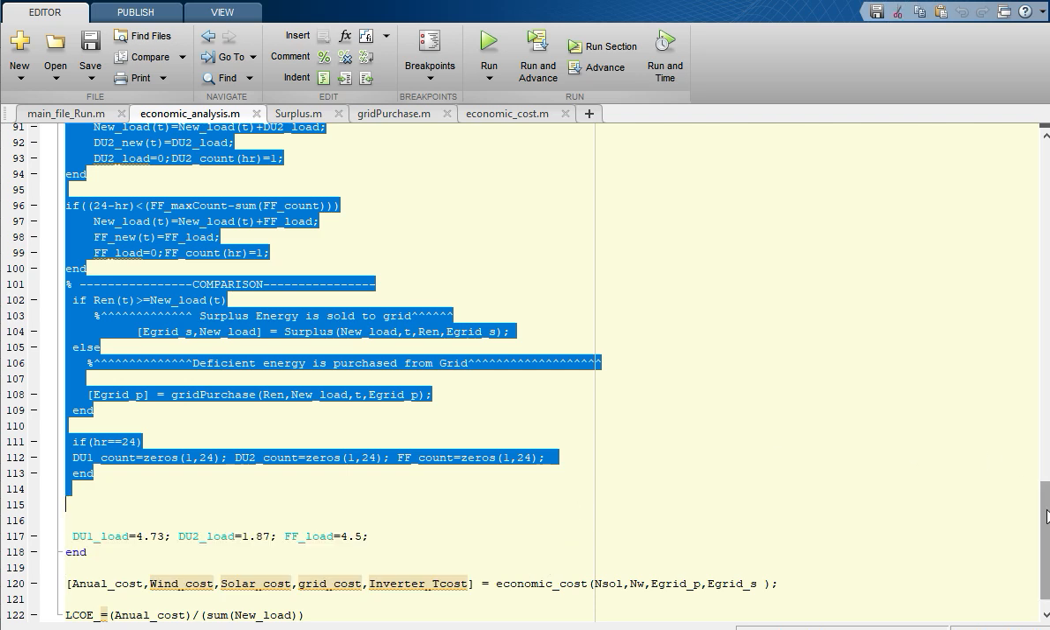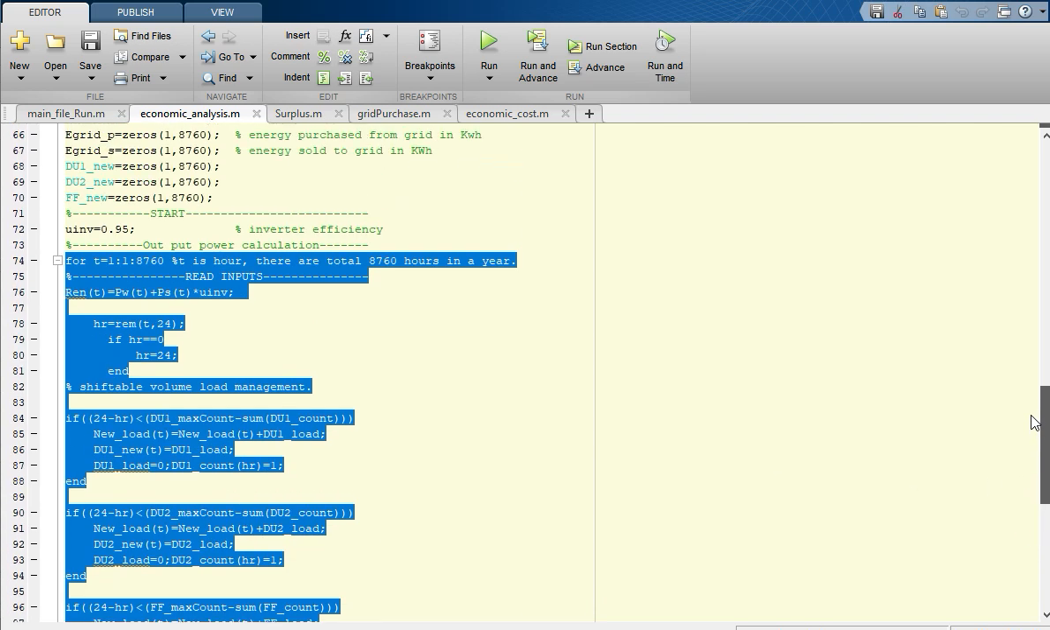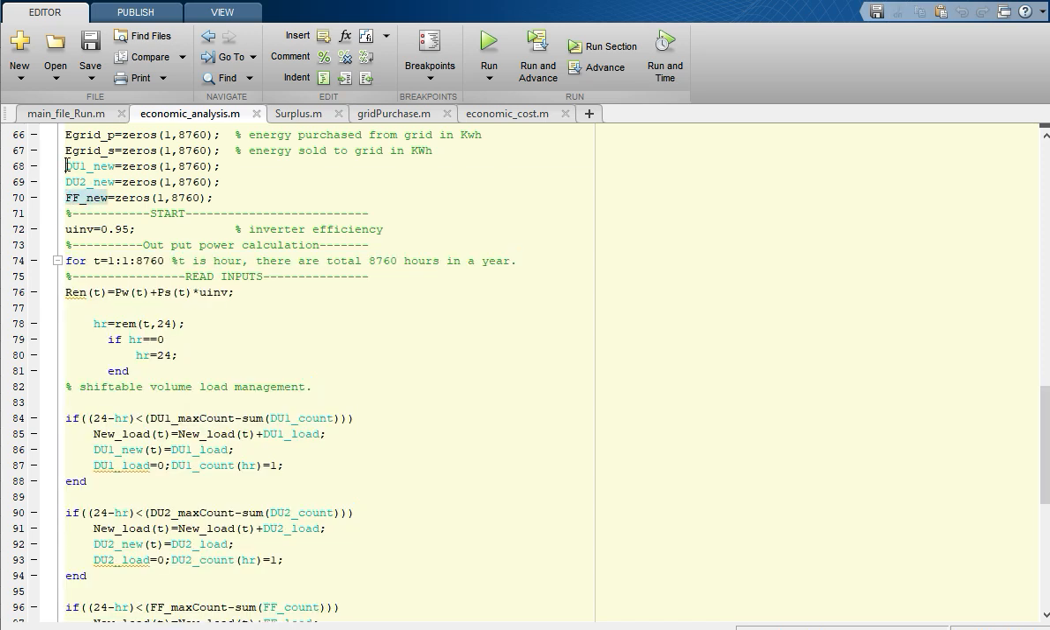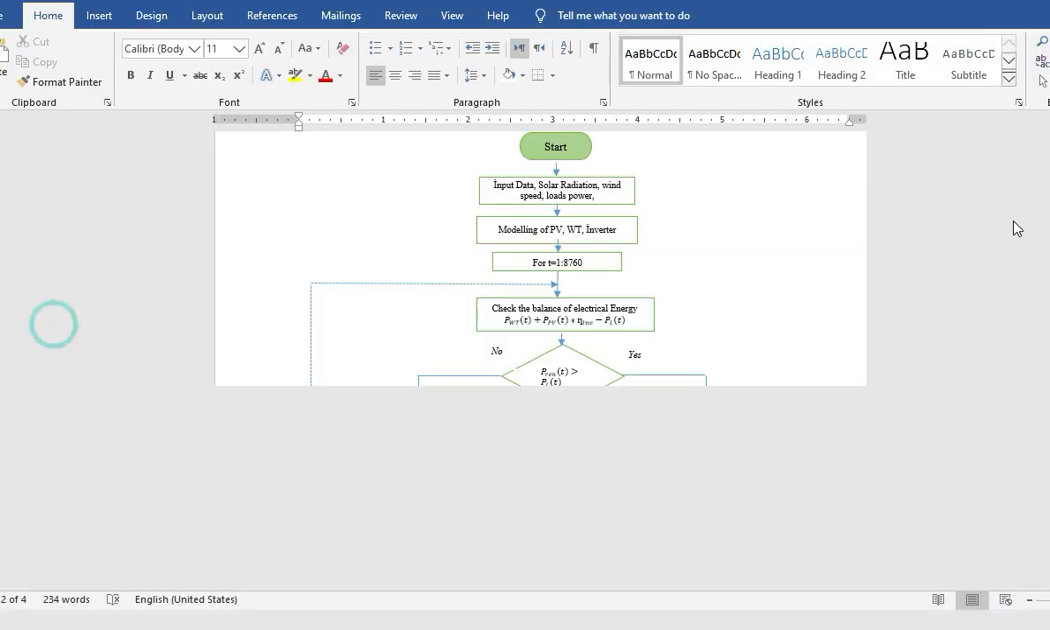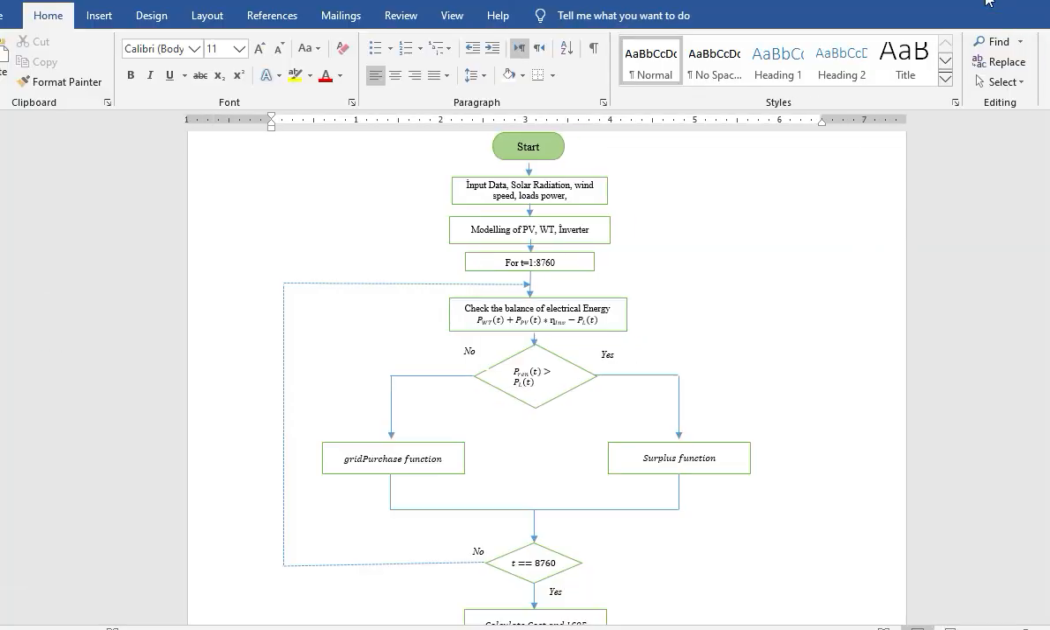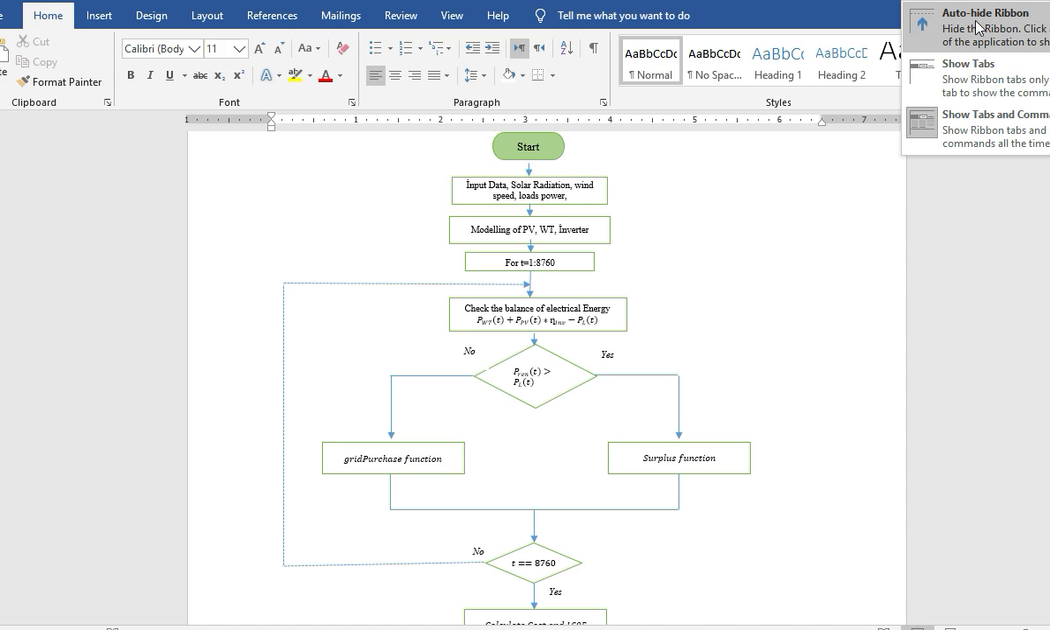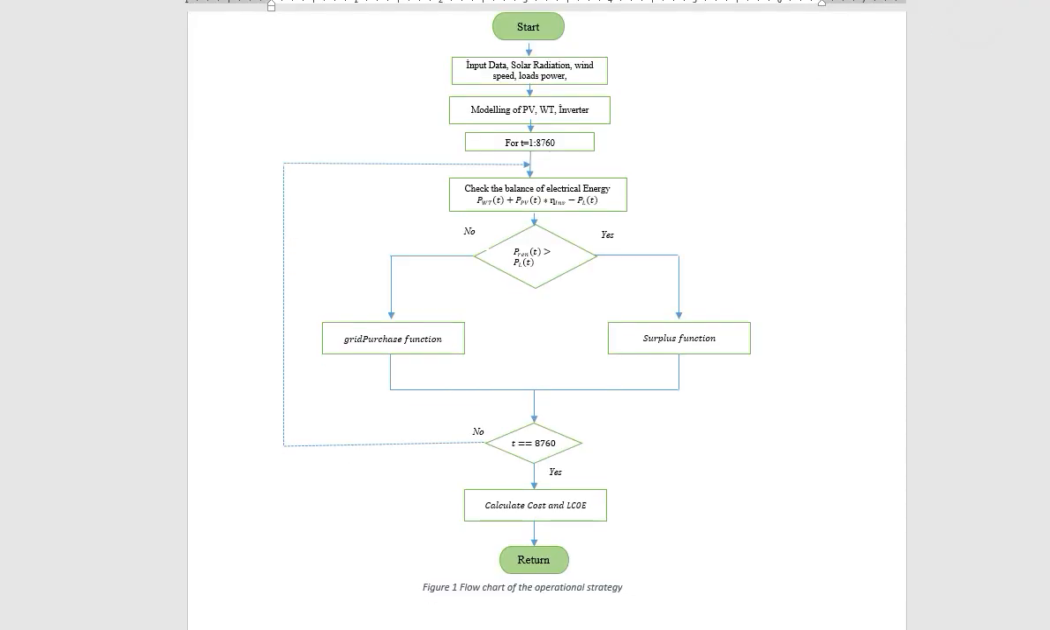This is the main operational strategy where we will place this DU1, DU2 and FF load. So these three loads will be placed in this for loop. This operational strategy will be run for 8760 hours for the placement of DU1, DU2 and FF load, and how much energy has to be sold to the grid, and how much energy has to be taken from the grid.